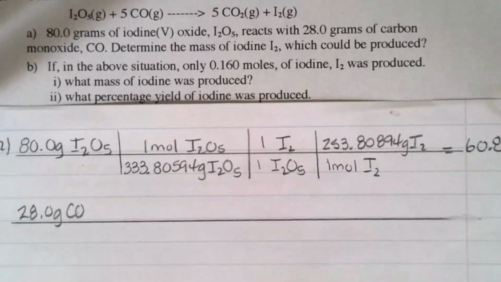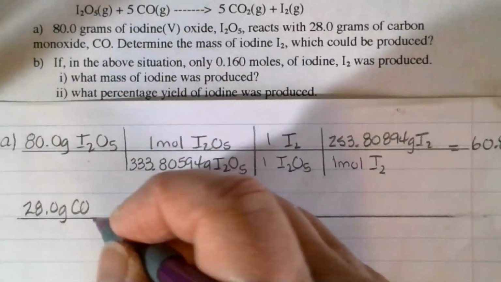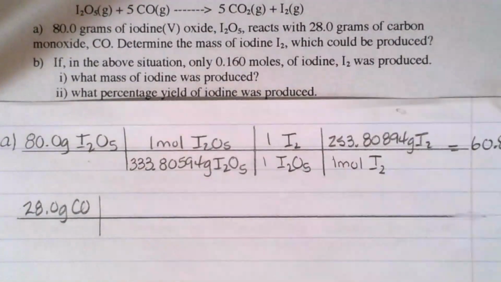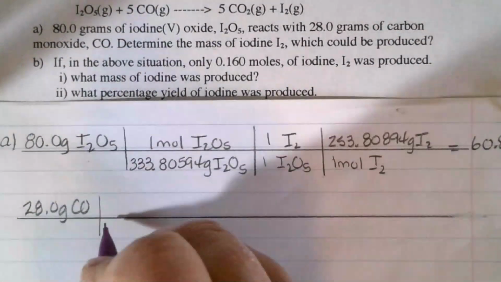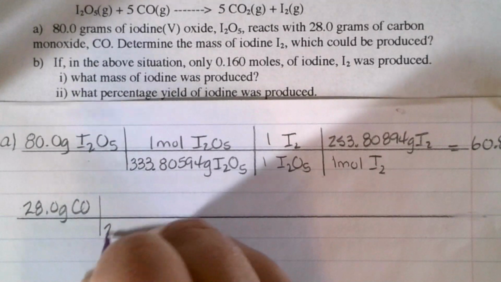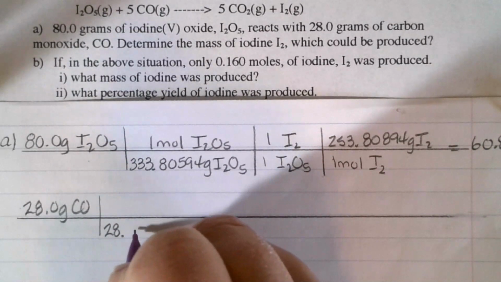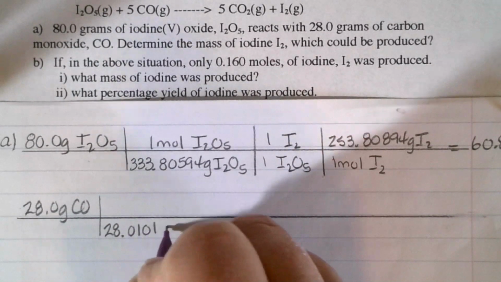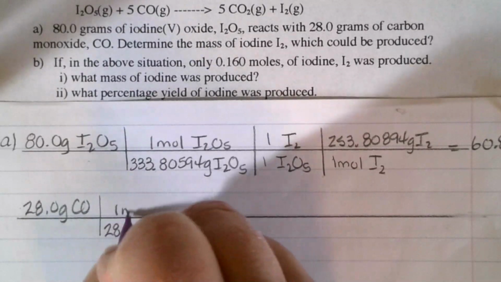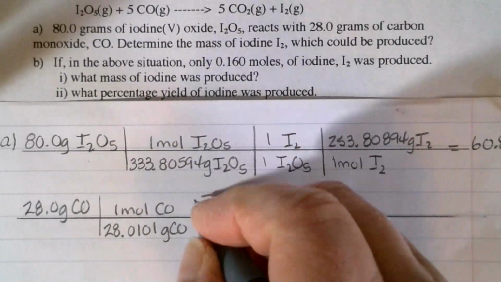I'm going to put my paper up a little bit so you can see this. Again, I'm going to use my periodic table and I'm going to determine the molar mass of carbon monoxide, which is 28.0101 grams. That's in 1 mole of carbon monoxide.